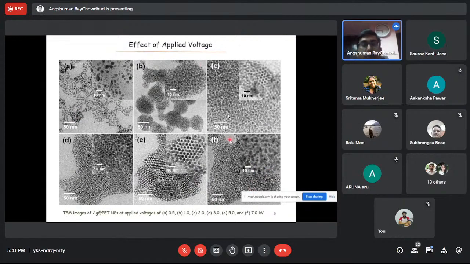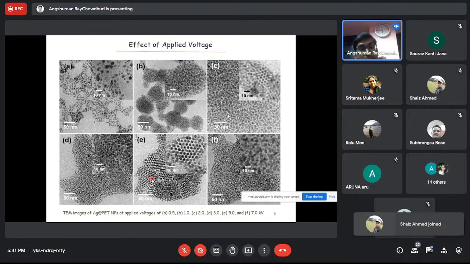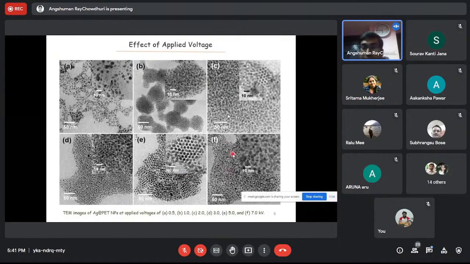Yes. So now we are coming to voltage. The voltage also plays a crucial role in getting this type of particles. We are varying the voltage: 0.5 kilovolt, 1.0, 2, 3, 5, and 7.0. When the voltage is 5.0, we observe that the perfect superlattice structure is formed. When it is more, there is no superlattice; the monodispersity is arising, but the perfect monodispersity assembly is not achieved.